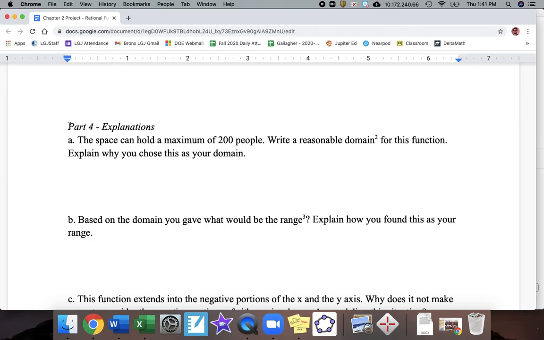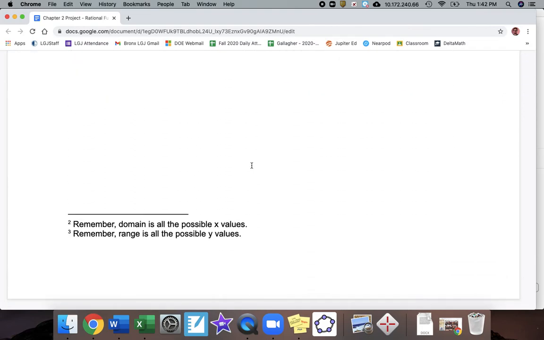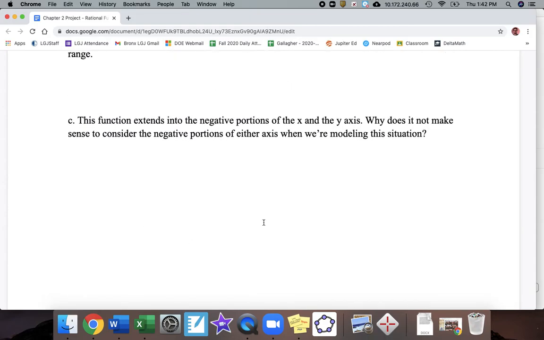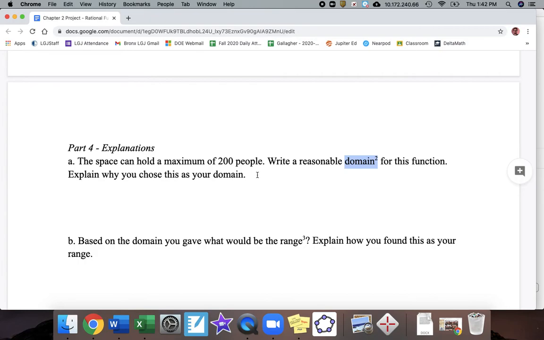Now, part 4, explanations. The space can hold a maximum of 200 people. Write a reasonable domain for this function. Explain why you chose this as your domain. And down at the bottom, you can see this little 2 here. That's a footnote at the bottom of the page. Remember, domain is all the possible x values. So you can write domains a bunch of different ways. I will attach a web page to explain how to do it.